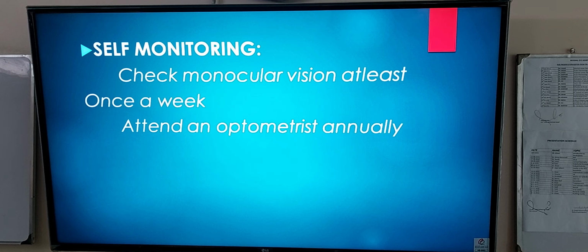Self-monitoring: check monocular vision at least once a week and attend an optometrist annually. After the screening period is over and we see that there are no more symptoms, then we discharge the patient from the screening. We guide the patient or the parents of the child that they should self-monitor. They should monitor the child by checking monocular vision at least once a week and attend an optometrist annually.